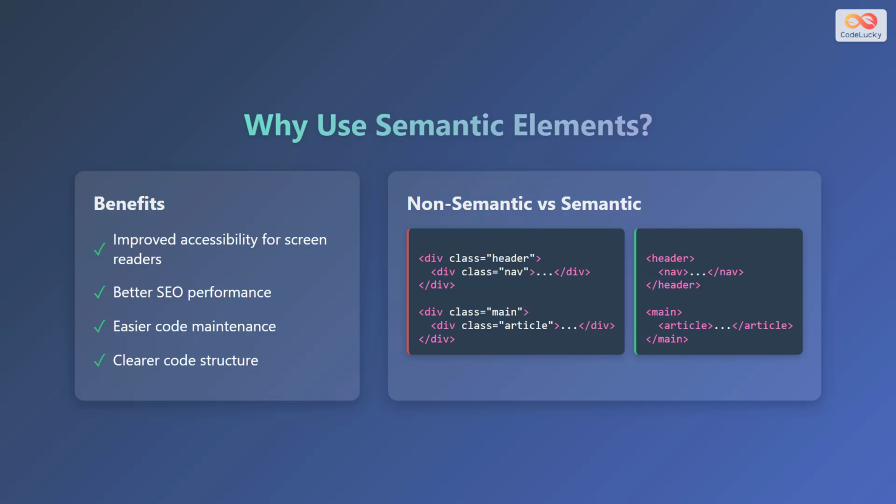Here's a comparison of non-semantic versus semantic code. On the left, we have non-semantic code, which uses div elements with class names such as header and main. On the right, we have semantic code, which uses the appropriate HTML5 elements such as the header and main tags. Semantic elements make your code more readable and understandable.